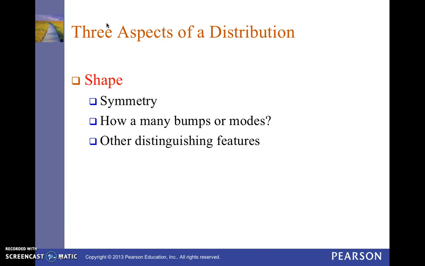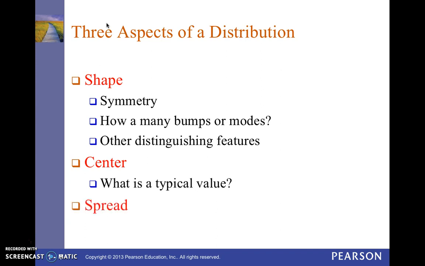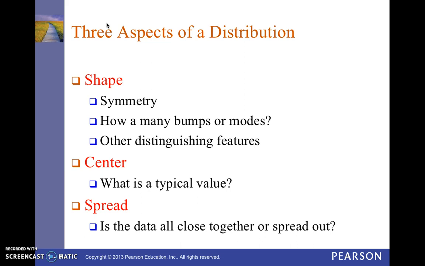Another thing that we want to know, or our second aspect of a distribution, is the center. Where is the center of that distribution? Which is akin to asking, what's the typical value in our collection of numbers? And then the third thing that we're going to want to know about is the spread. Basically the question is, are all the data close together, or are they spread out? So there you have it. We want to know the shape, we want to know the center, and we want to know the spread.